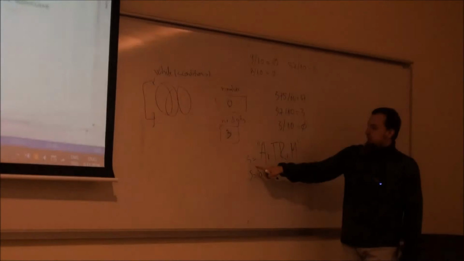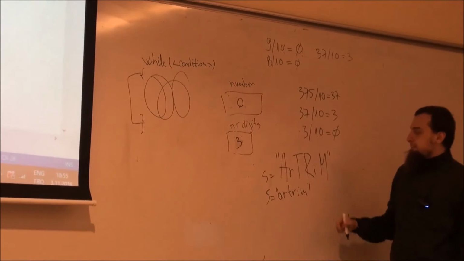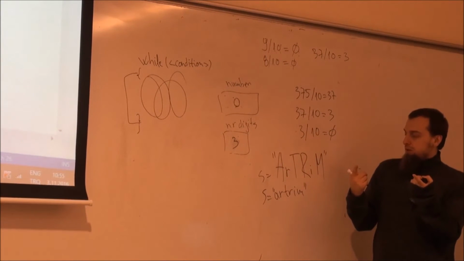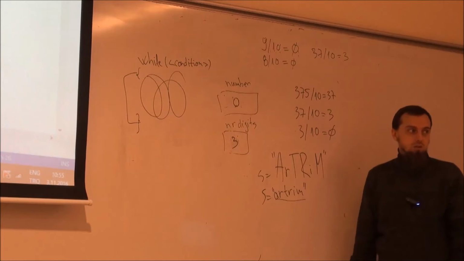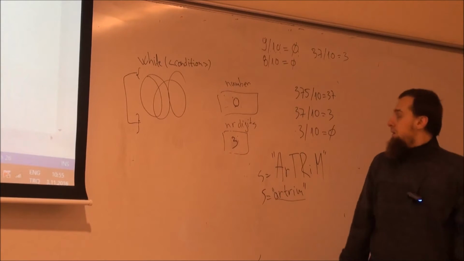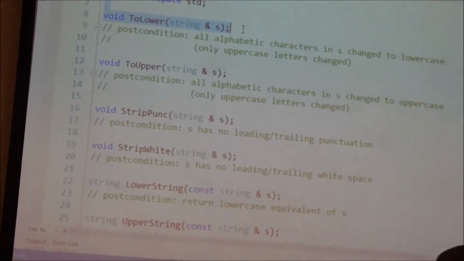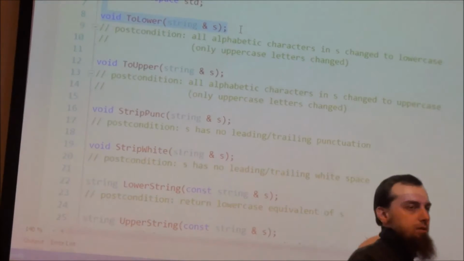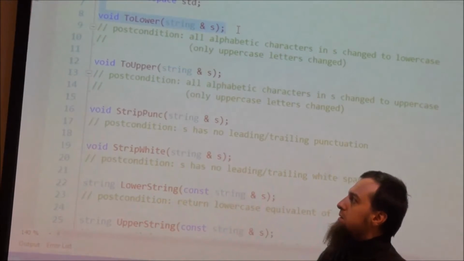So again, if I have a string S, it's like this. A, T, and R are uppercase. And I send this as a parameter to the toLower function. When the function finishes, the string is going to be like this. It's changed, basically, okay? We have another function. It's called toUpper, which is doing the opposite thing. If I send the string S, all the letters are going to be capital, uppercase, after the function finishes. So the string is going to be changed. That's why we pass it as a reference.